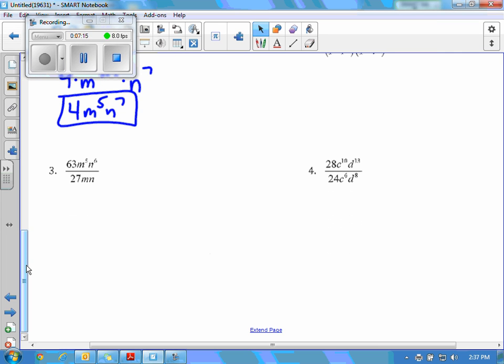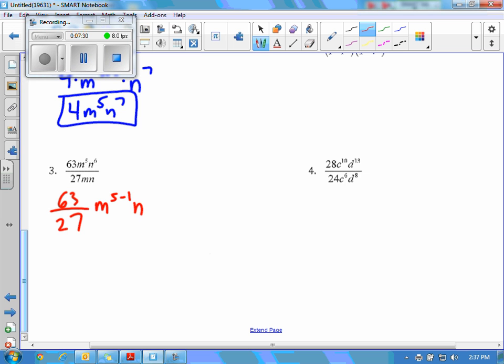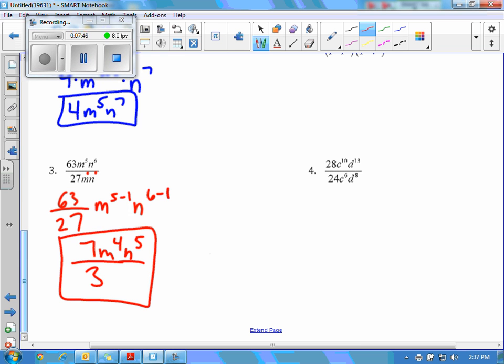Number 3, we have a fraction, so it's division. Okay, so I'm going to separate out 63 over 27 because I know I need to reduce that. Then I have m to the 5th minus 1. Okay, top exponent minus bottom exponent. And then n to the 6th minus 1. Again, both of these on the bottom have exponents as well. 63 over 27 is going to reduce to 7 over 3. And then my variables on the top, so m to the 4th, n to the 5th. And I'm all done there. Right? 4, I'll leave these out. So 3 and 4 are up to you.